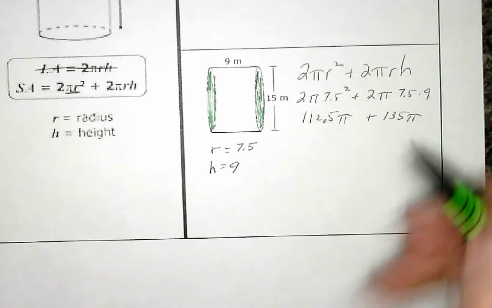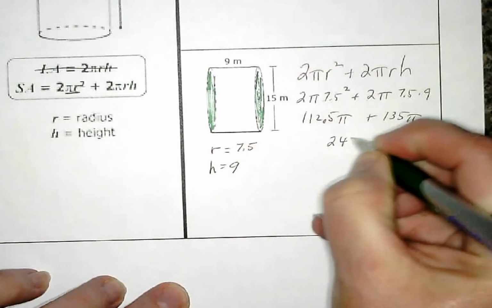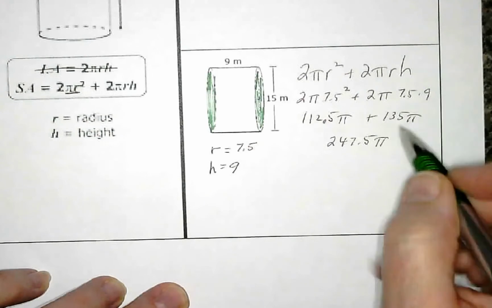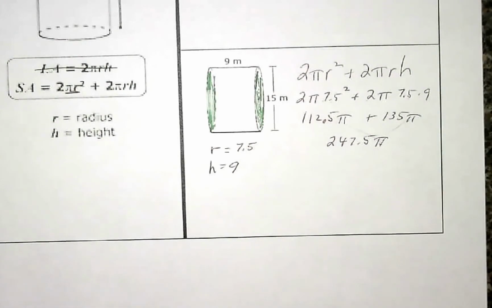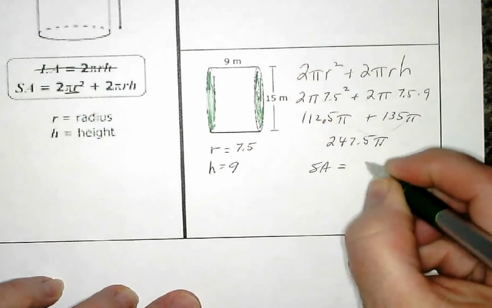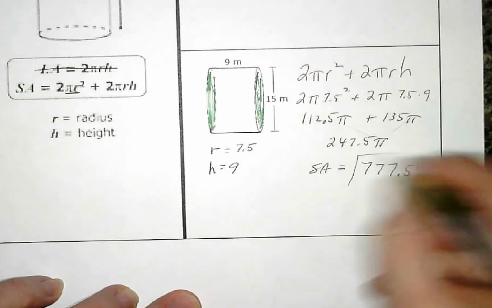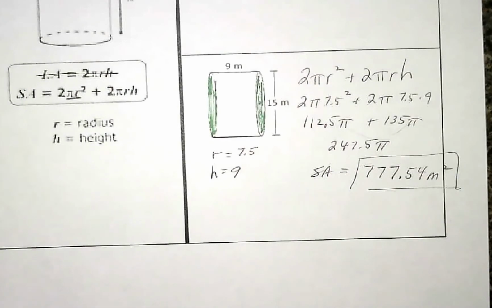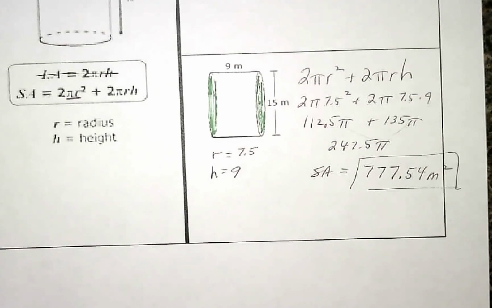Now I can add those 2 together. I get 247.5 pi. Common error would probably be like you forget to bring the pi with you. Okay, so I'm going to take that and multiply that out now to get my decimal answer. So my total surface area is going to be 777.54 square meters. Okay, if you're not sure about the manipulating that around, or if you need some help on figuring out how I got from here to here, please let me know.